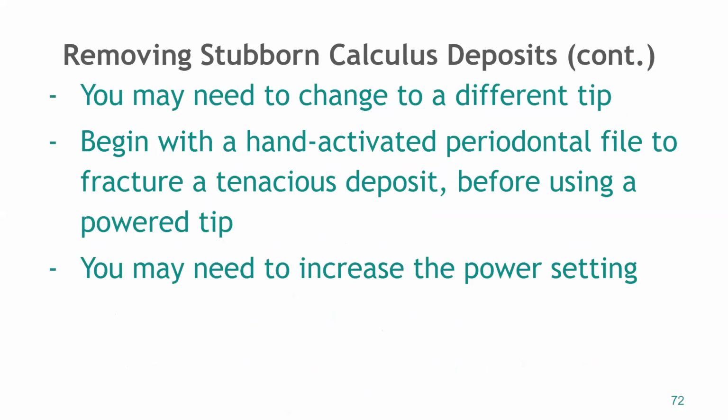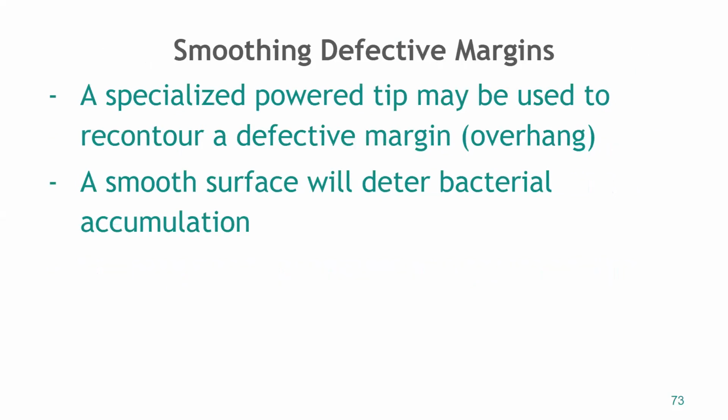Begin with a hand-activated periodontal file. We're going to talk about files a little bit later. Especially with your more difficult patients, there are some times when a periodontal file can be great. Those basically just fracture up tenacious deposits, or they help to get burnished deposits off. But like I said, we're going to go over periodontal files later. Then also, you may need to increase the power setting to get those stubborn calculus deposits off.